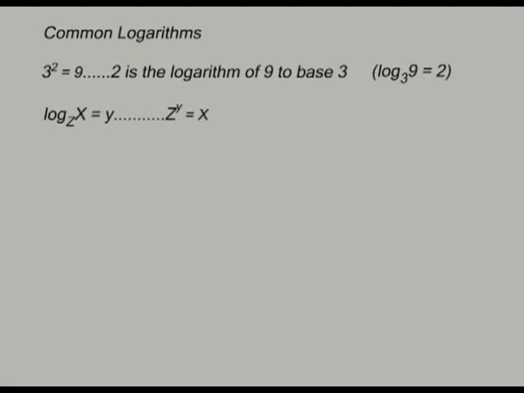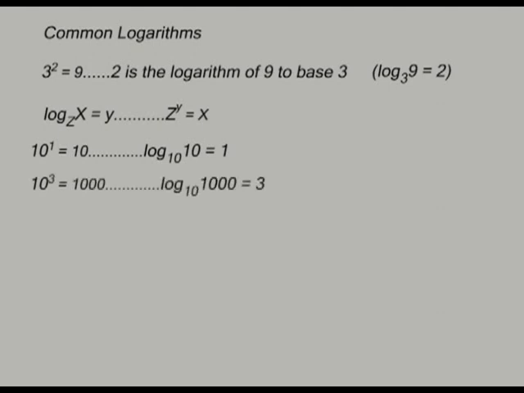Numbers that are multiples of 10, like 10 itself, 100, 1000, and so on, can easily be expressed as powers of 10. And so 10 raised to power 1 is equal to 10. That means log to base 10 of 10 is equal to 1. 10 raised to power 3 is 1000. That means log to base 10 of 1000 is equal to 3. 10 raised to power 6 is 1,000,000, which means log to base 10 of 1,000,000 is equal to 6.